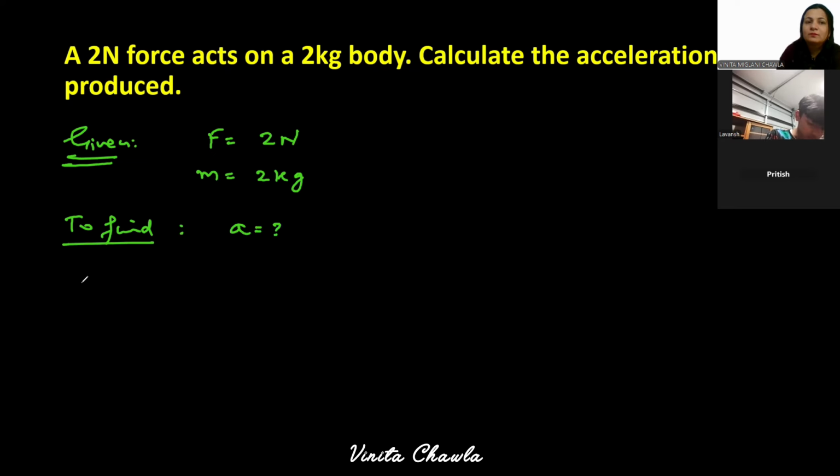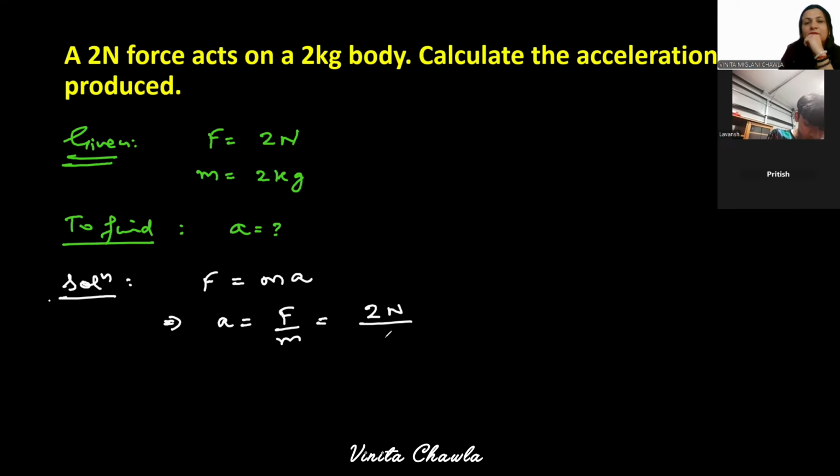As F is equal to ma, this implies a is equal to F by m, because you can see that m is multiplied by a. So when you move m to the other side, you divide it. Now put the values. Ma'am, acceleration is 1.